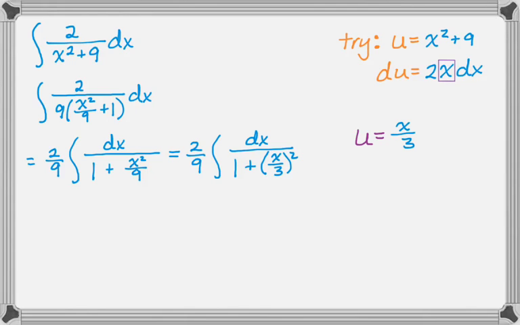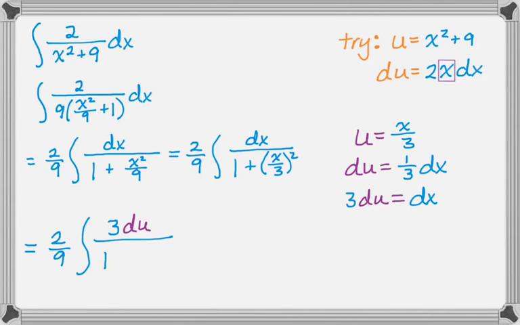So u is x over 3, and then du is 1/3 dx. I have a dx, so I'm going to make it 3 du equals dx. Now I can substitute for everything in the problem. So I have 2/9, 3 du, 1 plus u squared. So I can actually take out that 3, which cancels with a 9, and gives me 2/3.